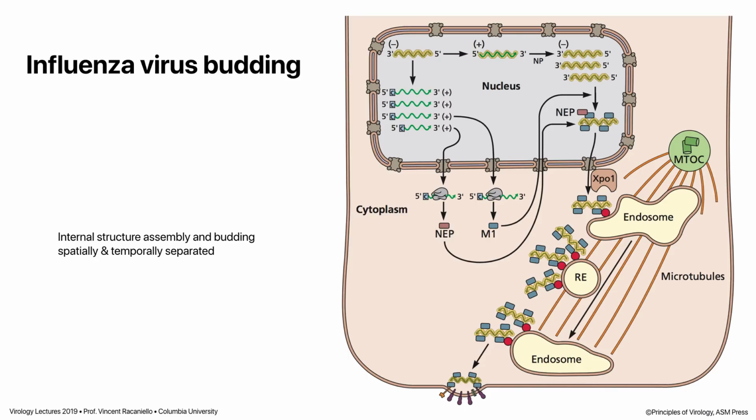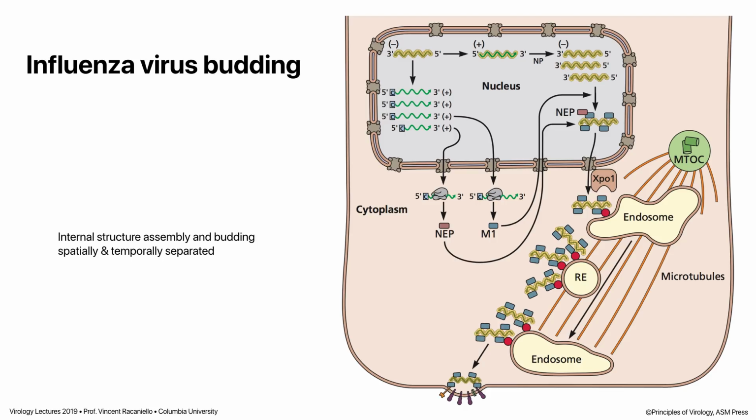And so let's look at budding in a couple of viruses. Here is influenza virus budding. And this is an example of the first mechanism of budding, where the internal structure, assembly, and budding are separated, both spatially and temporally. So here we have, as we saw before, the assembly of nucleocapsids in the nucleus. They are exported by virtue of the nuclear export protein that gets this RNA M1 complex out. That then makes its way to the plasma membrane.